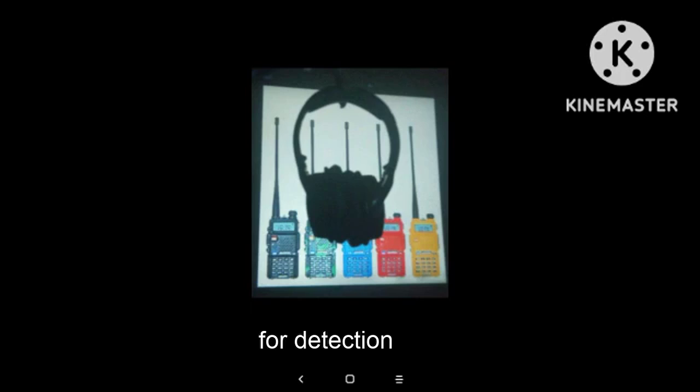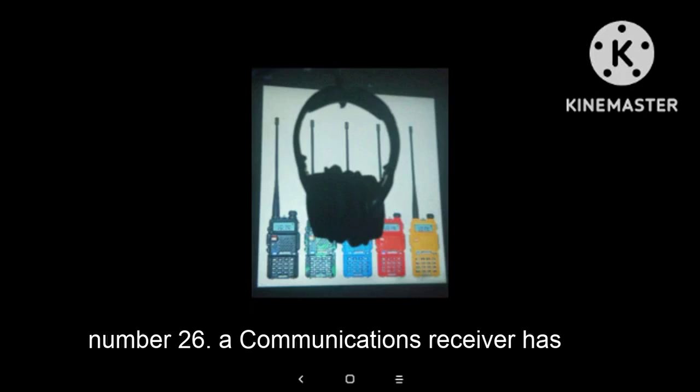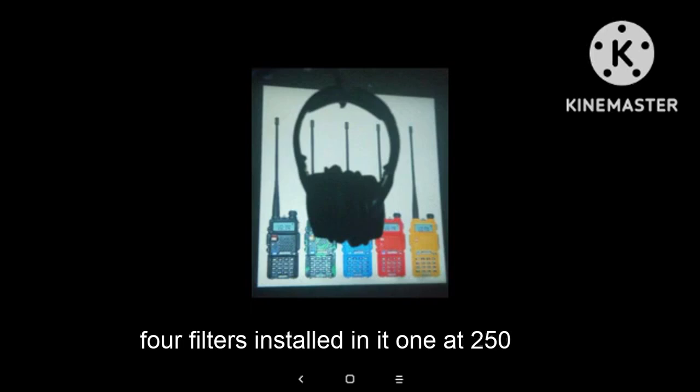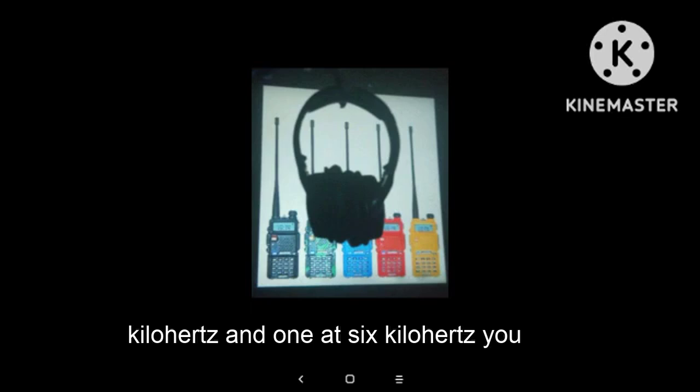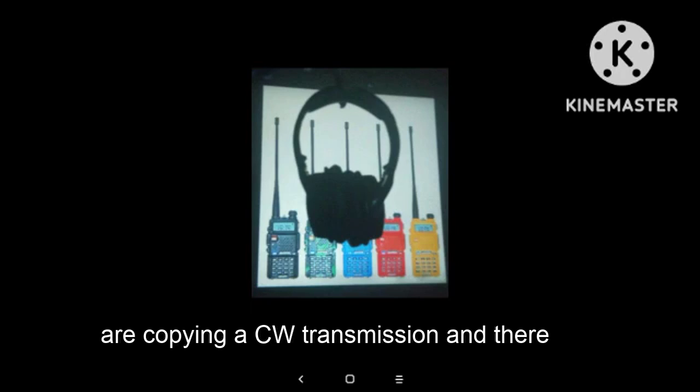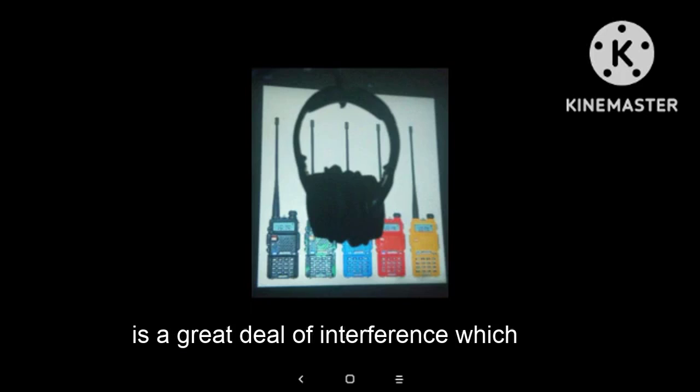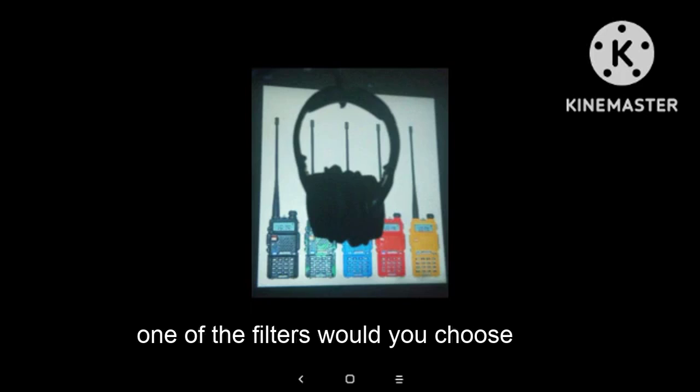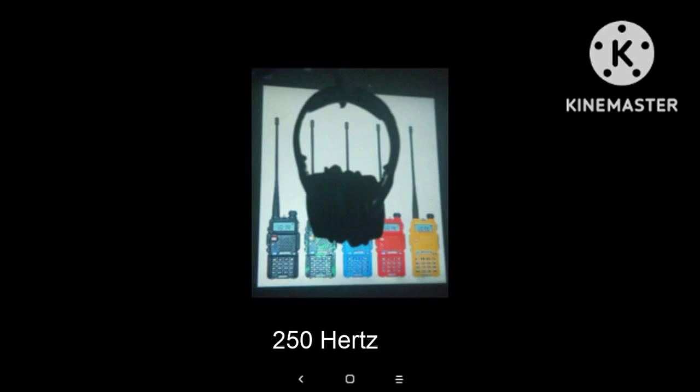for detection. Number 26. A communications receiver has 4 filters installed in it, one at 250 Hz, one at 500 Hz, one at 2.4 kHz, and one at 6 kHz. You are copying a CW transmission and there is a great deal of interference. Which one of the filters would you choose? 250 Hz.